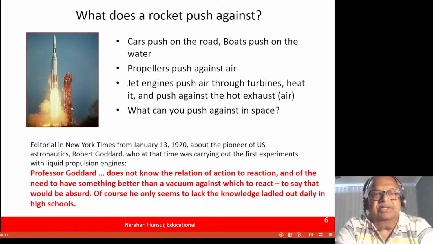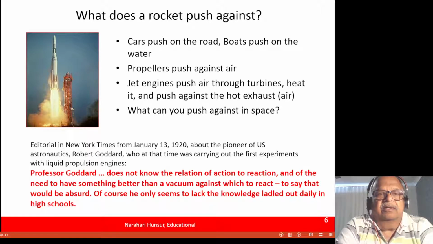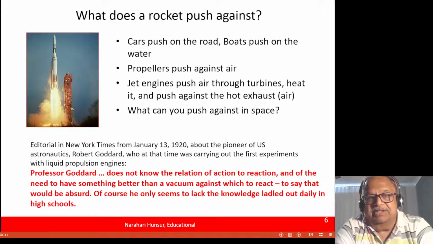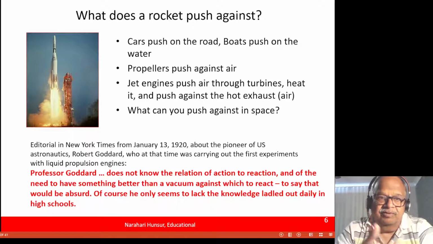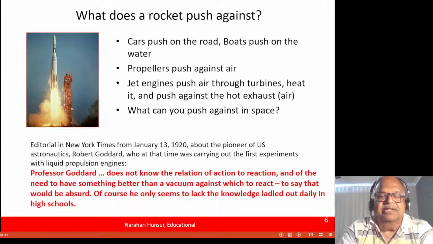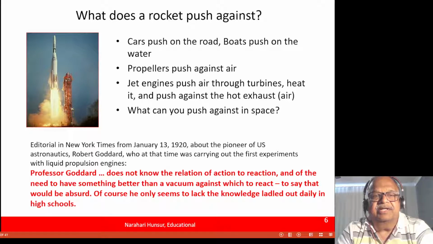Now the question is, what does a rocket push against? All of you have seen cars push on the road, boats push on the water. Even when we run, our legs basically push against the ground to move us forward. And so you need something to push against. Jets push air through turbines, heat it, and push hot gases out.